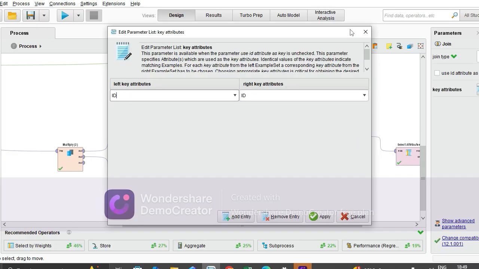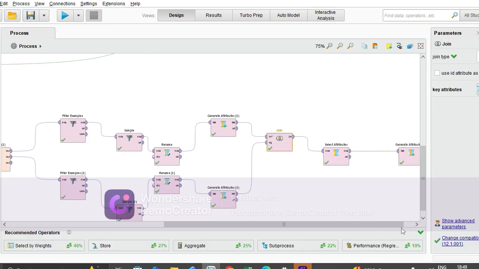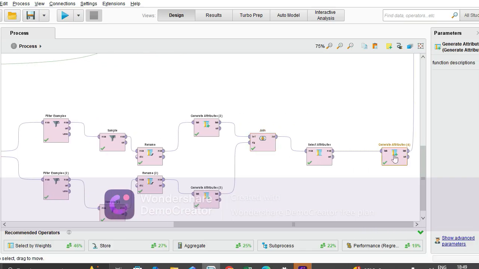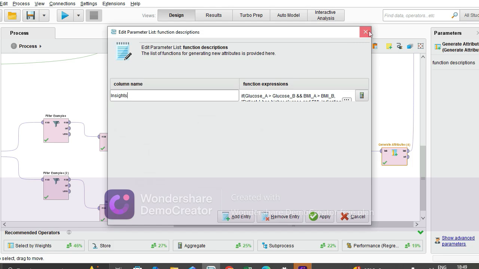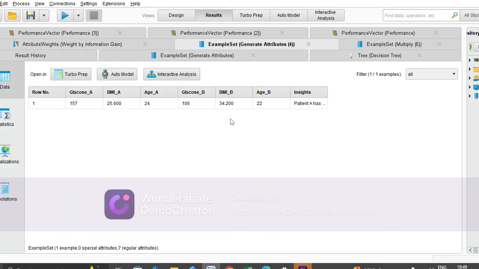Then I join them. It doesn't support a vertical join, so I make an inner join on it. Then I select attributes and then generate attributes, that is insights. So I show you what I want to say. This is the result. Patient A: glucose A, BMI A, age. It is a record of patient A. It is a record of patient B. So it has made a comparison.